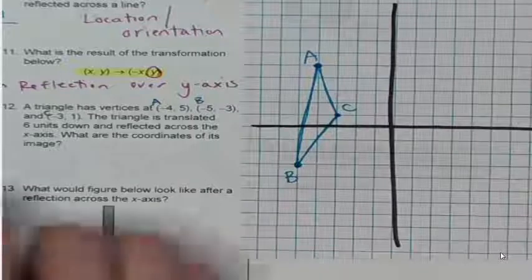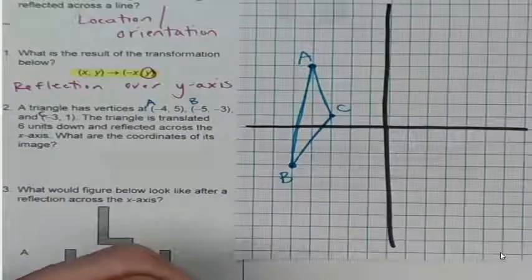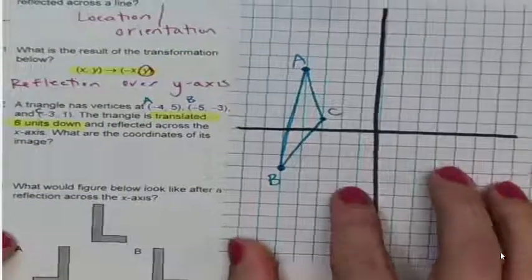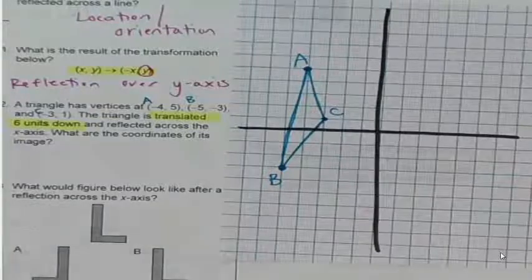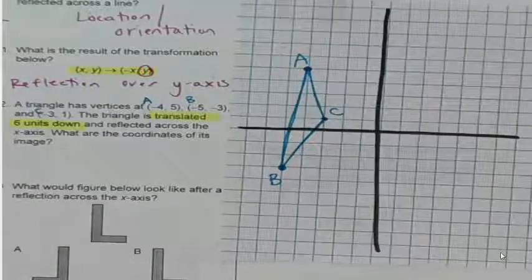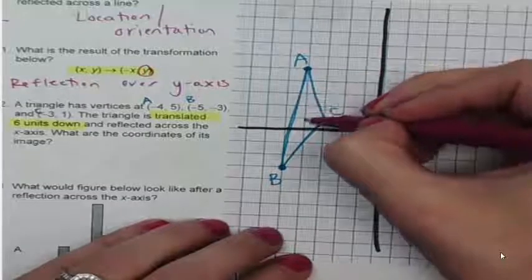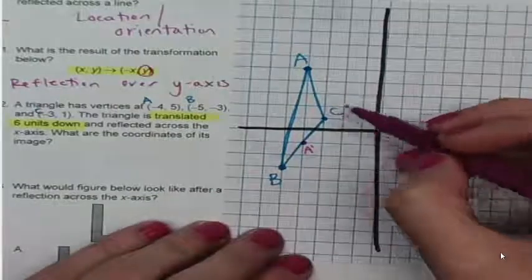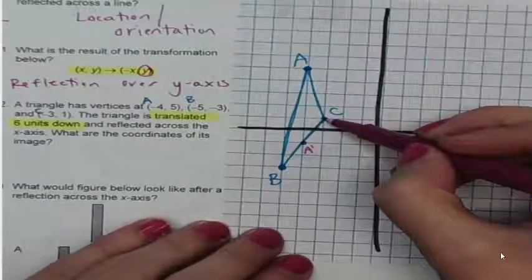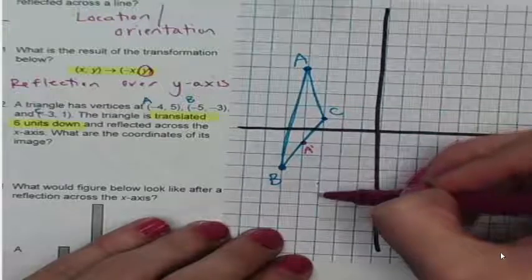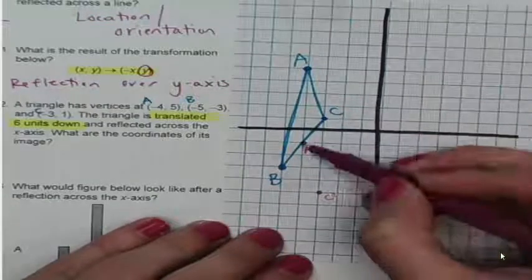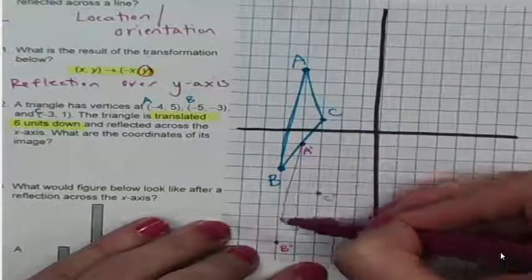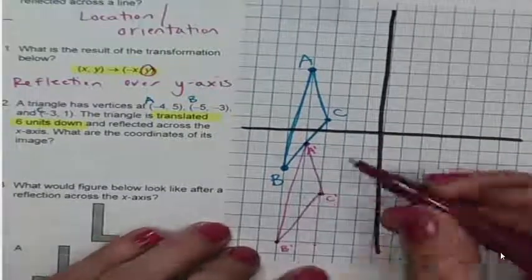Okay, and it says the triangle is translated 6 units down and reflected. So we have to do one at a time. First it's translated 6 units down, so I'm going to take each point and go 6 units down: 1, 2, 3, 4, 5, 6. This would be the new A', but I'm not done yet, so don't make that official. C, I'm going to translate 6 down: 1, 2, 3, 4, 5, 6. B, 1, 2, 3, 4, 5, 6. So I just did the first one, but that's not my answer.